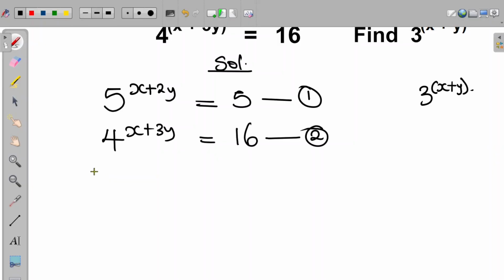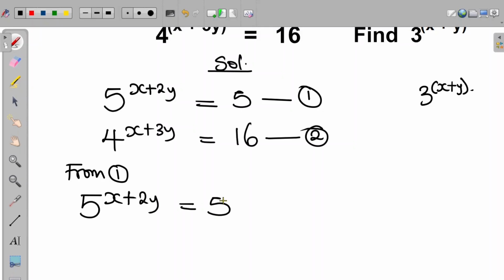So at this point, let us first of all consider equation 1. From equation 1, we have that 5 raised to the power of x plus 2y is equal to 5. And the highest power of 5 here is 1. So therefore, since their bases are the same, we can equate their powers. So we have that x plus 2y is equal to 1. Let's call this equation 3.